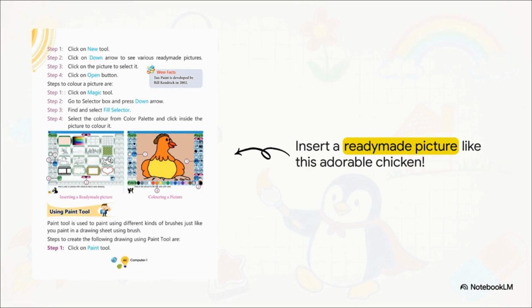TuxPaint actually provides ready-made pictures, which is basically like having a digital coloring book. To insert one, you just click on the New tool in your toolbar. Then, click the down arrow to scroll through and see various ready-made pictures. Once you find one you love, like our chicken here, click on the picture to select it, and then click the Open button. Boom! It pops right into your drawing area.